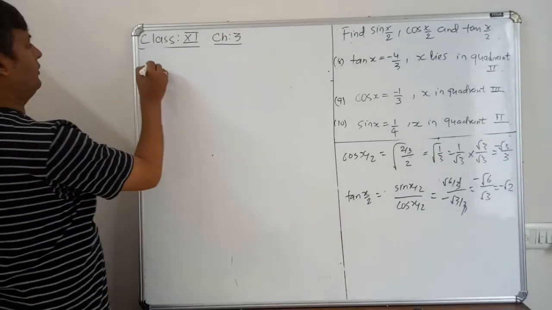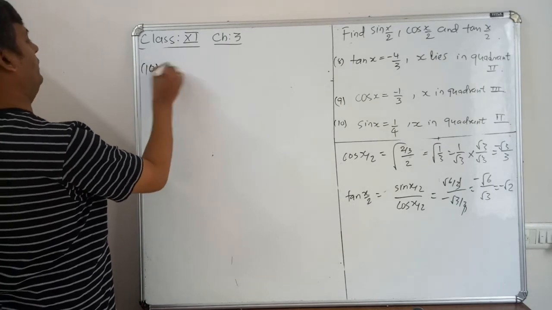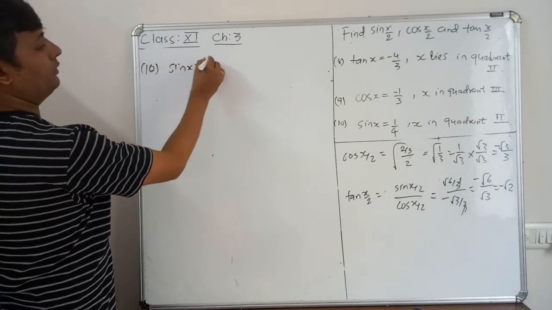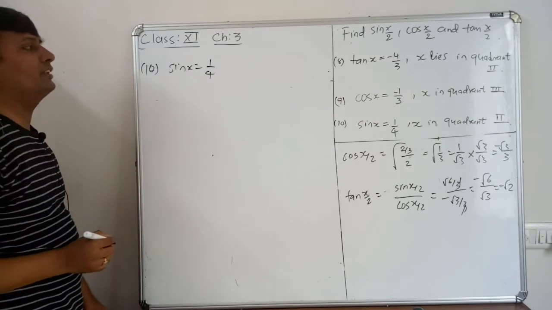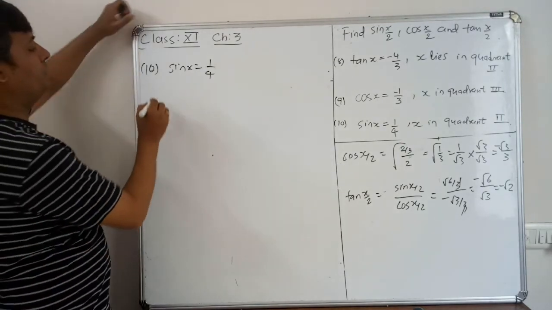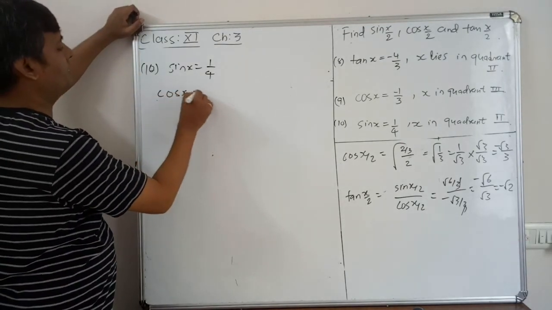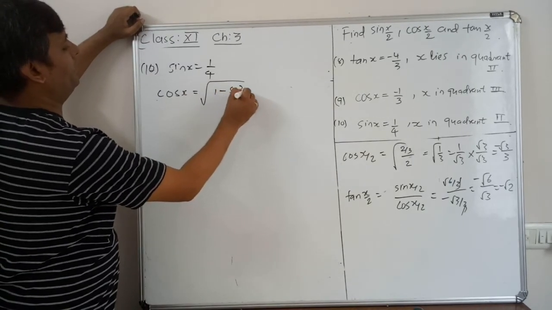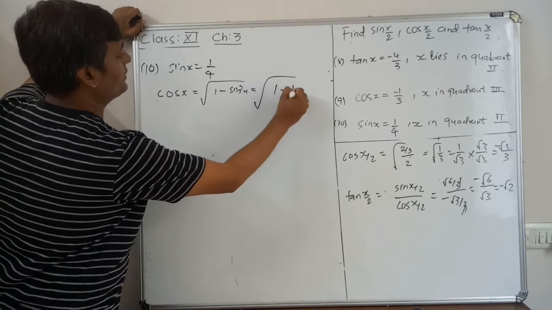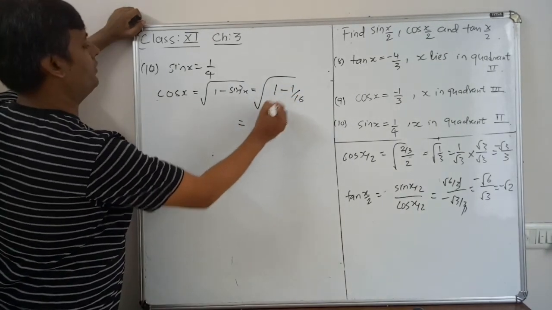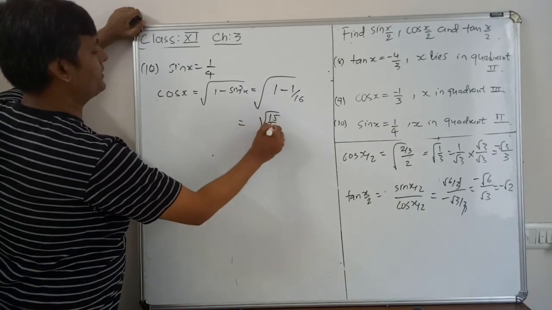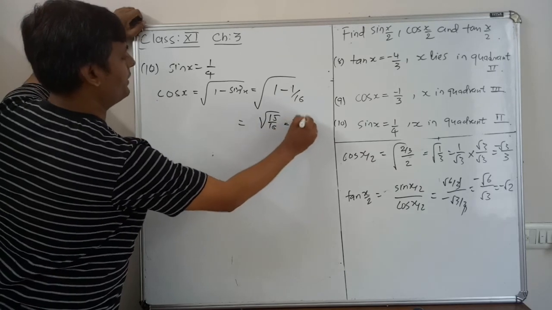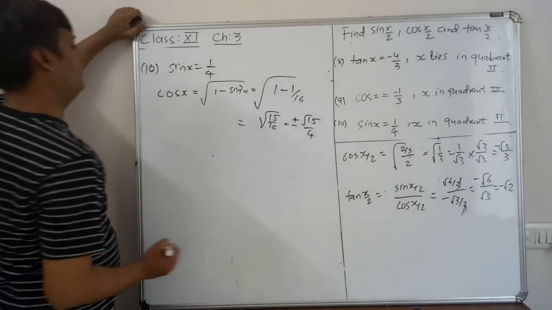So the question is sin x equal to 1 by 4. x lies in the second quadrant. Okay, sin is given, so I need the cos. So cos x is equal to under root of 1 minus sin square x. So under root of 1 minus 1 by 16. So I got under root of 15 by 16. Okay, so plus minus root 15 by 4.